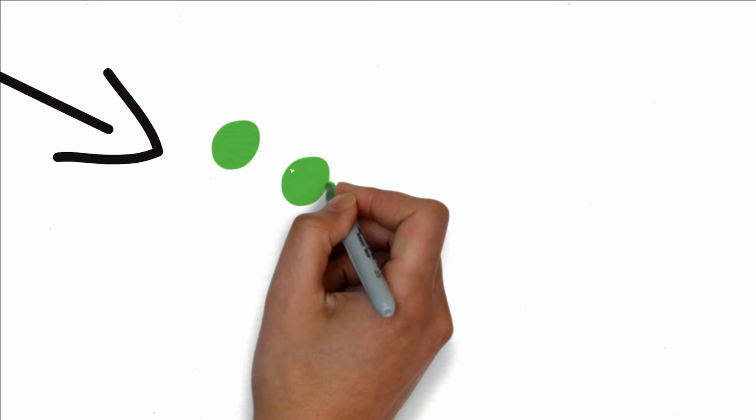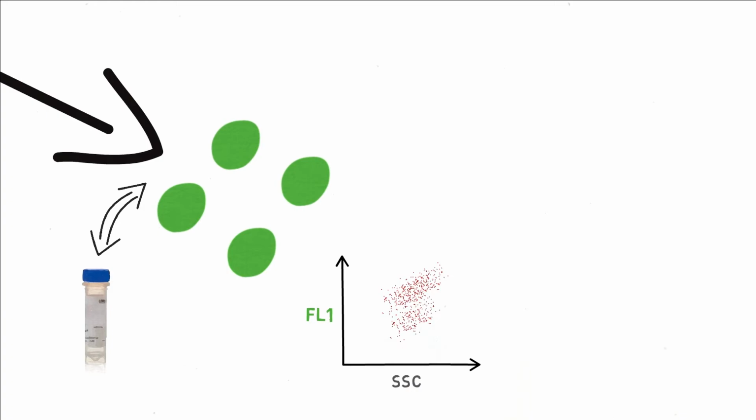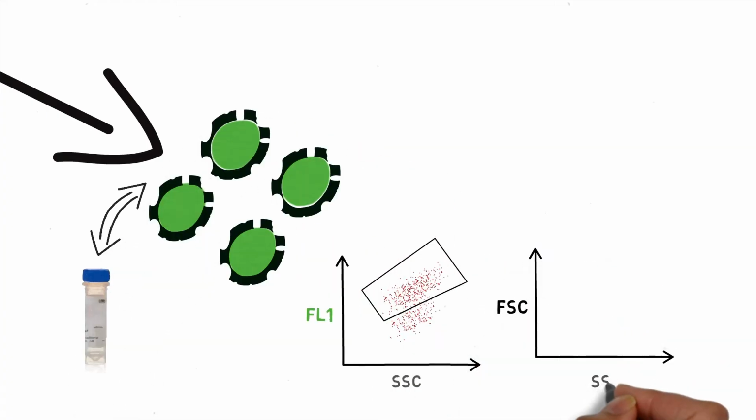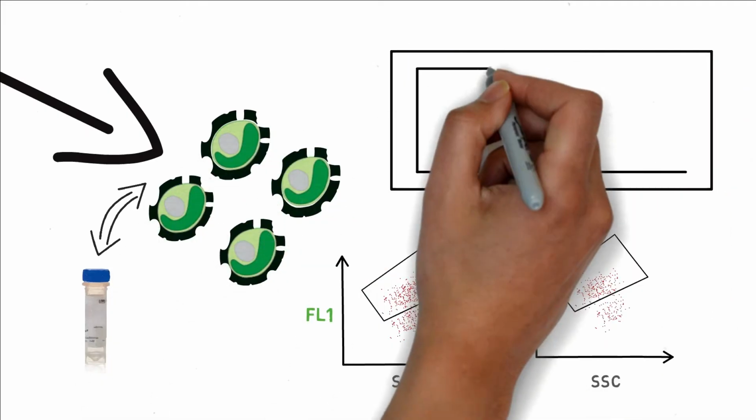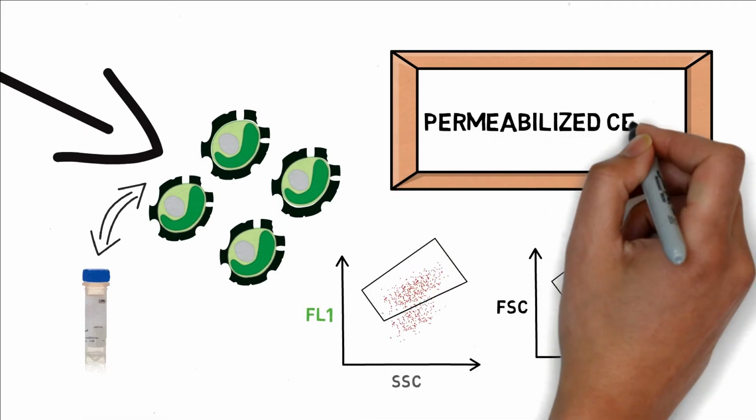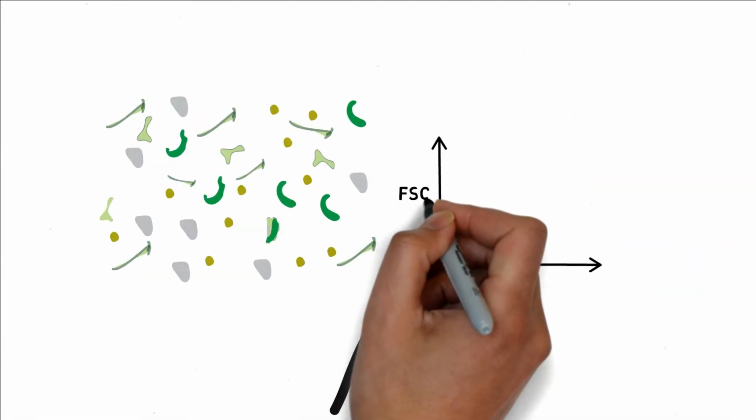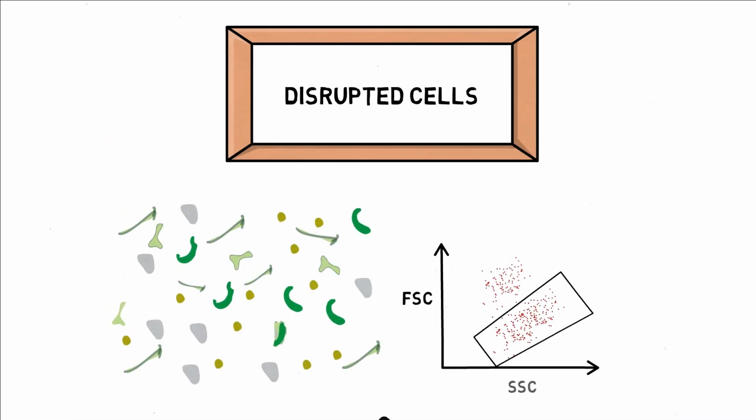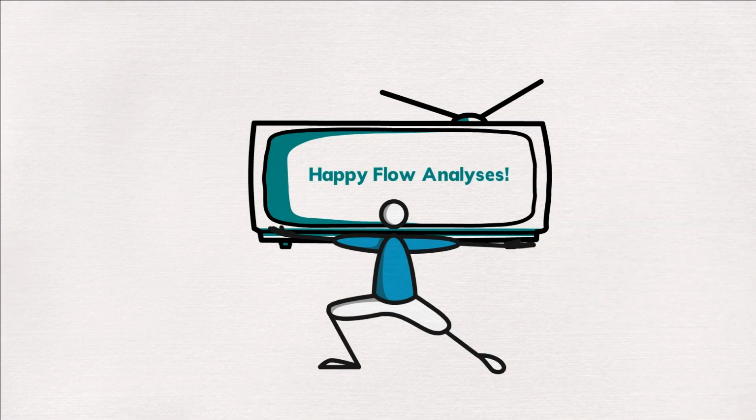On the other hand, cells that were stained with Sytox and therefore have high FL1 fluorescence got a compromised cell membrane. However, if they appear also in the forward and side scatter detectors of the intact cells gate, they still maintain their size and internal content, so we name these permeabilized cells. Cell debris caused by severe disruption is located at lower forward and side scatter fluorescence, so we name these disrupted cells. We hope that this knowledge is now at your side, so happy flow analysis!